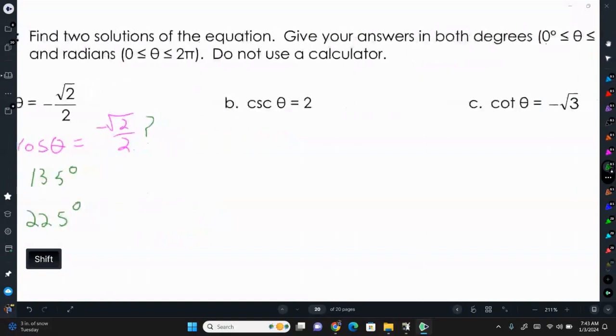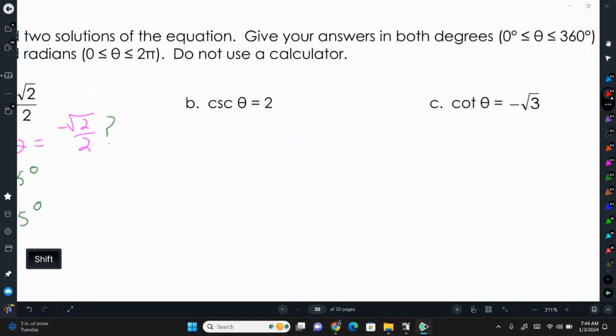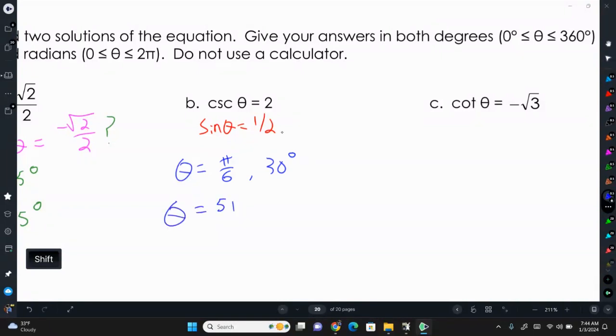So now cosecant, if the cosecant is 2, well, that's saying that sine of theta is 1/2. So when is sine 1/2, positive 1/2? Well, that's going to be at pi over 6, which is 30 degrees, or in quadrant 2, which is 5 pi over 6, which is 150 degrees.